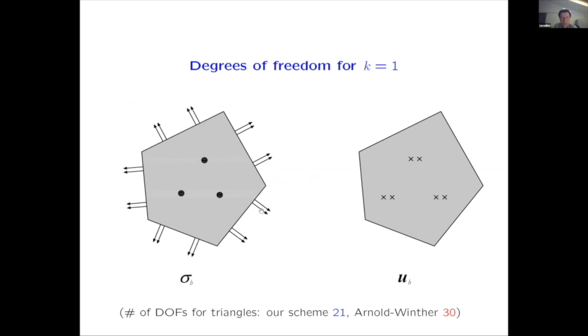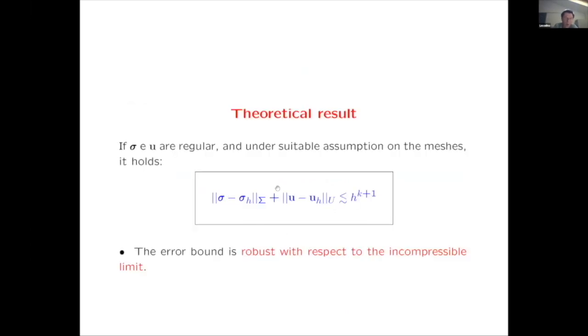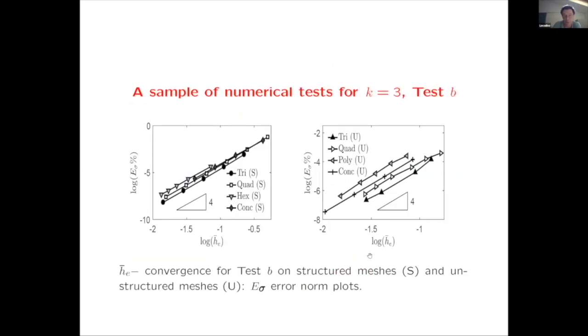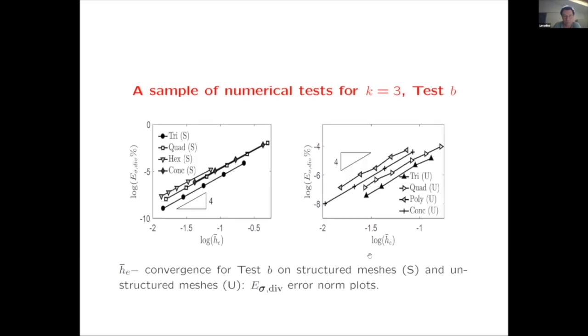Okay, so this is just the schematic description of the case k equal to 1. We have a theoretical analysis of it, so the right order of convergence, again, robustness with respect to the incompressible limit. And again, here we have performed numerical tests confirming the theoretical results.